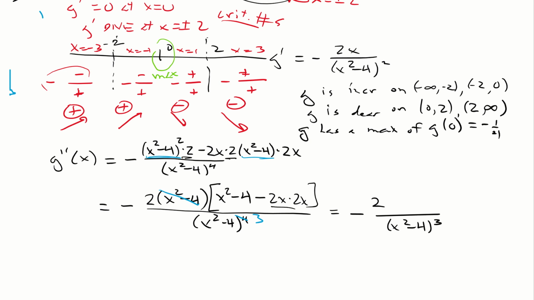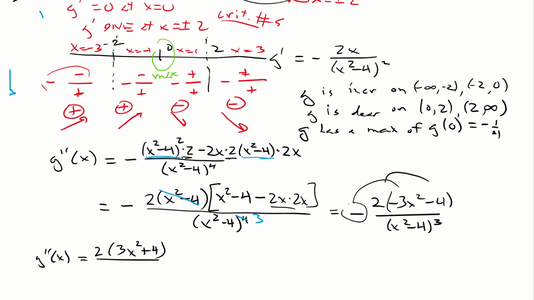We have 4x squared plus 1 minus, where's this going now? Yeah, it's going to be this. It's going to be minus 3x squared and minus 4. Okay. I'm going to take the liberty of taking that negative and putting it inside there. So what I'm getting is g double prime, the second derivative, looks like it's 2 times positive 3x squared plus 4 all over the cube of this guy, x squared minus 4 quantity cubed.